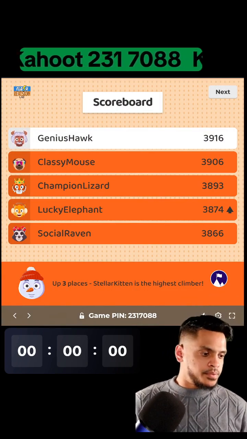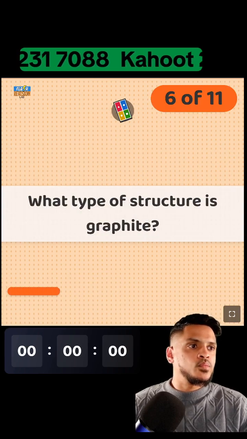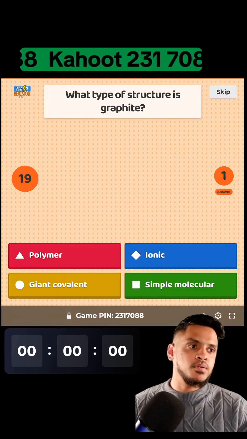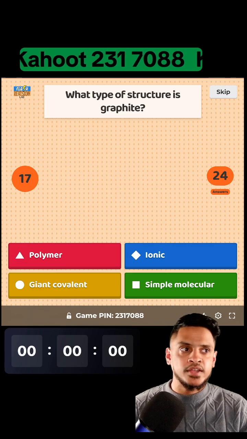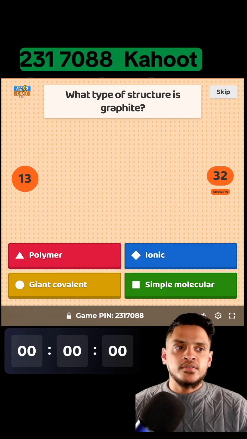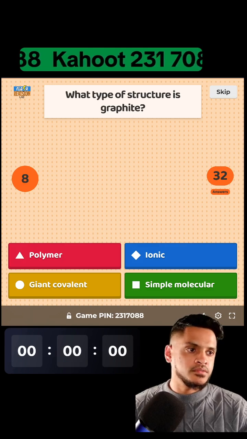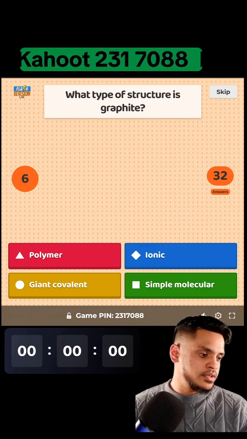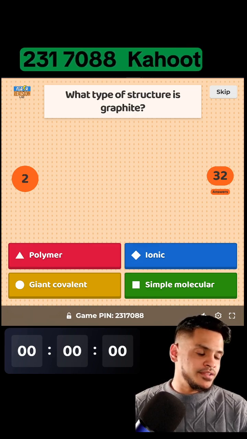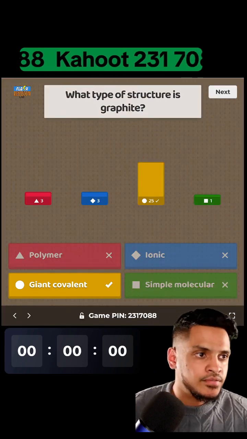Okay, next up. What type of structure is graphite? So out of these ones, is it a polymer? Is it ionic? Is it giant covalent? Or is it simple molecular? So 3 of them are types of covalent compounds, and one of them is not. That's ionic. Ionic is not. People are putting answers in the chat. Everyone's saying giant covalent in the chat. Let's see if it's right. It is correct. Giant covalent is right. Well done, guys.